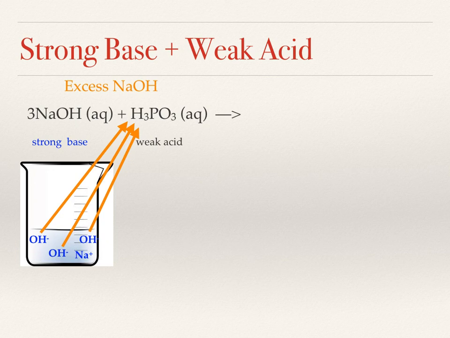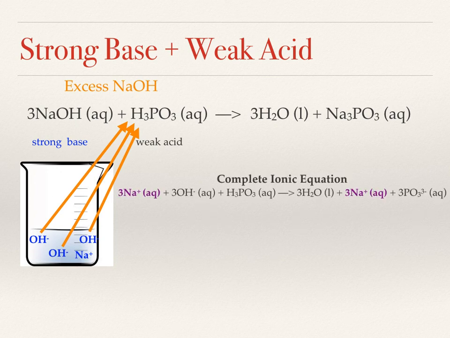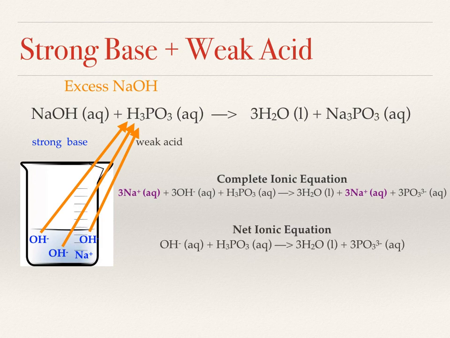So if we have excess hydroxide ions, we're going to rip off all of those hydrogen ions. Each time our OH reacts with an H, we're going to make water, and then we're going to be left with our sodium phosphite. Our complete ionic equation from there is going to represent our strong base separated again, and then we are also going to separate our Na3PO3 because that is aqueous in solution. All group 1A elements like sodium are going to be soluble in water. Again, taking away our sodium ions, we are left with our net ionic equation.